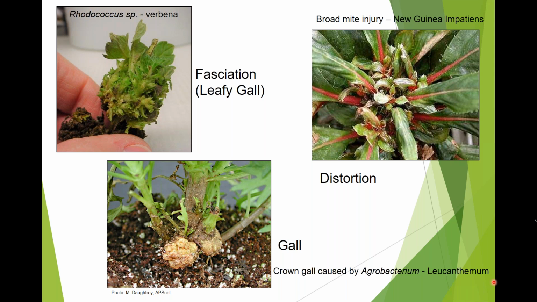And then we can also have the symptom called distortion. That's the picture here of the New Guinea impatiens. The leaves are strap-like, abnormally elongated. The leaf margins are curled under, again, abnormally. And the youngest leaves have an unusual shape. They're not in a normal shape. This happens to be broad mite damage on New Guinea impatiens, but certain responses to growth regulators and pesticides can sometimes do similar symptoms.